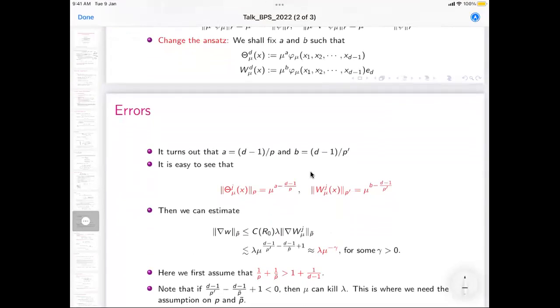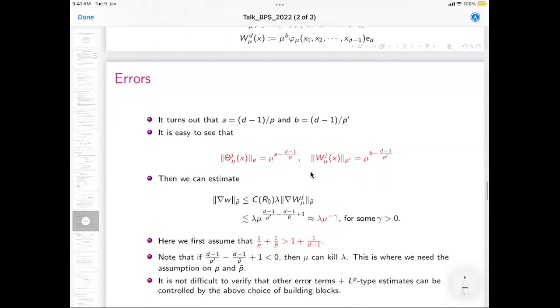So lambda is large, and mu is also large. So we'll have two parameters. Lambda is the oscillation parameter, and it is large. Mu is the concentration parameter, and this is also large. In the end, I have to choose them properly so that I get the result.